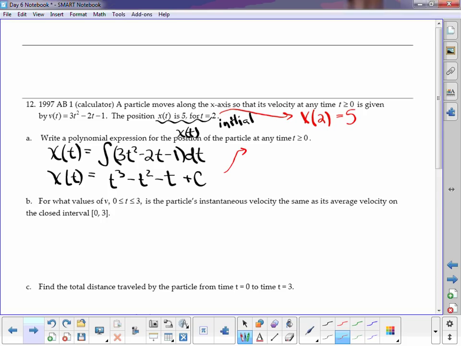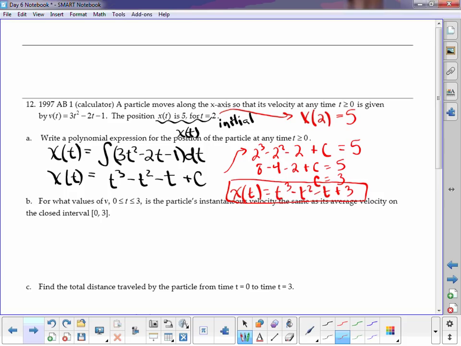So then I have taking 2 and putting it in: 2 cubed minus 2 squared minus 2 plus C equals 5. Solve for C. C is 3. Do you agree? Okay. And so then I have my position function: t cubed minus t squared minus t plus 3. That's the first part of what we did.